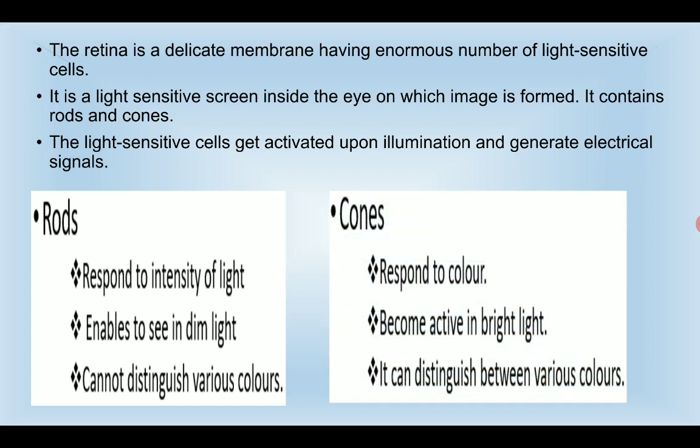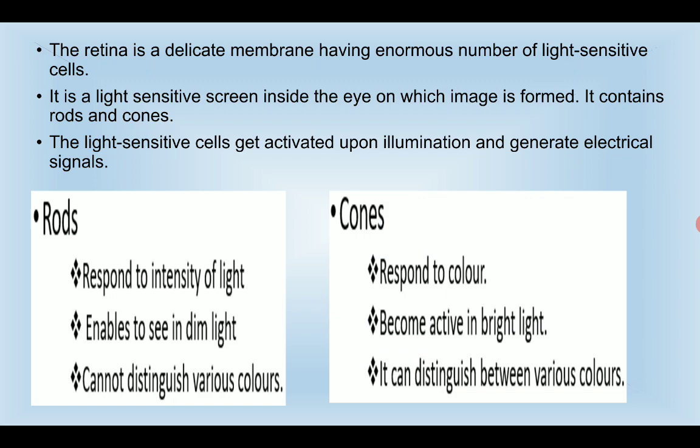On the other hand, the cones respond to color. They become active in bright light, and with the help of cones we are able to distinguish between the various colors. So as human beings, we are lucky to have ample amounts of rods and cones in our retina. So to some extent we are able to see in the dark as well, and in bright light we are able to differentiate between the various colors. But on the other hand, animals are deficient in cones, that's why they are colorblind.